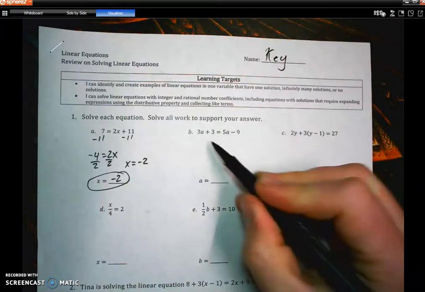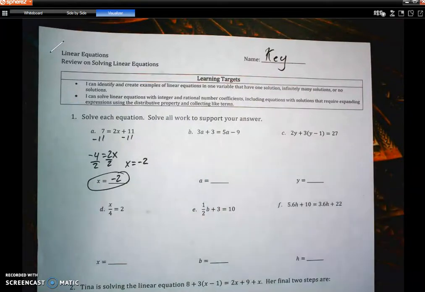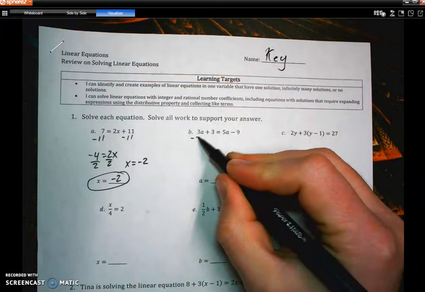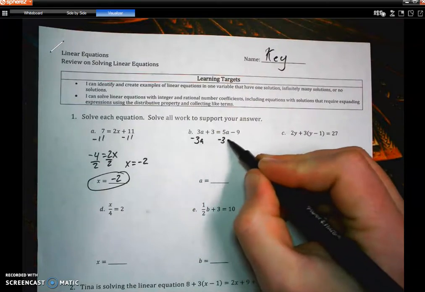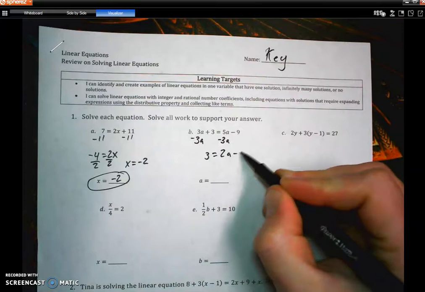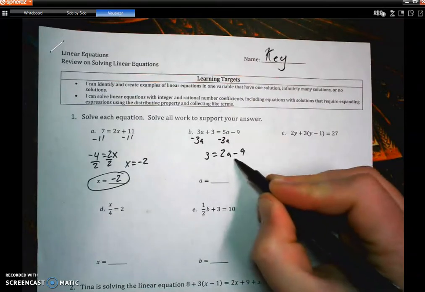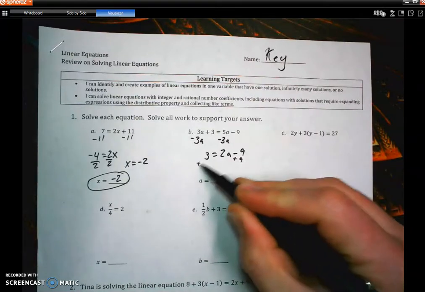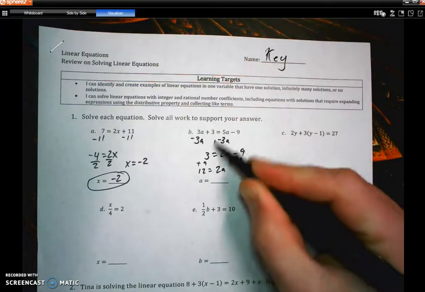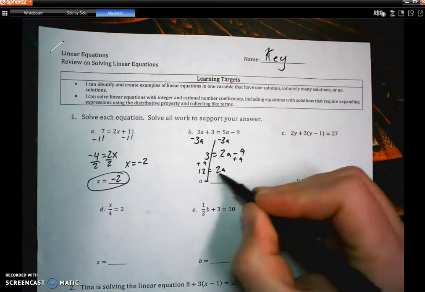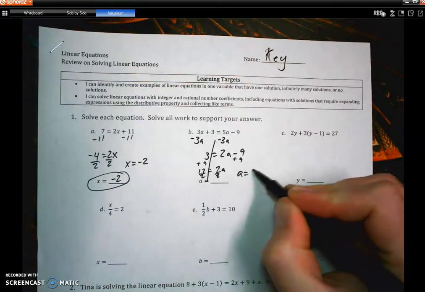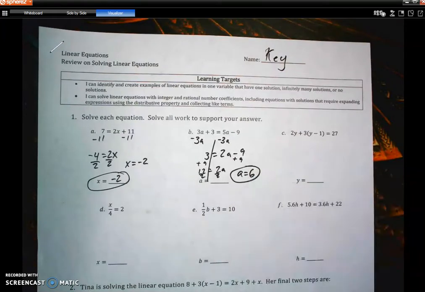Next one, we have the letter a on both sides. I typically like to start with solving for the smallest a, so I subtract 3a from both sides. And I get 3 equals 2a minus 9, so the goal is to get a alone, so I add 9 to both sides. And you get 12 equals 2a. If you like, you can draw the line down the middle too. Divide by 2, a equals 6, because 12 divided by 2 is 6.